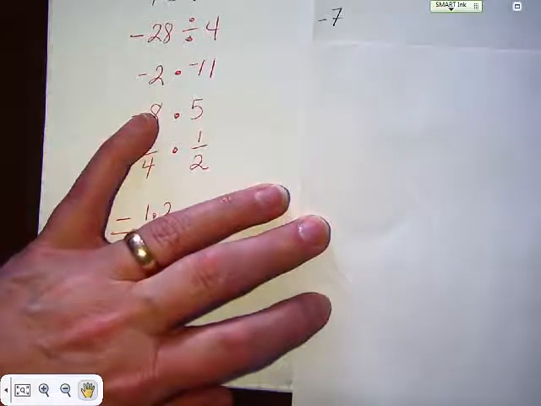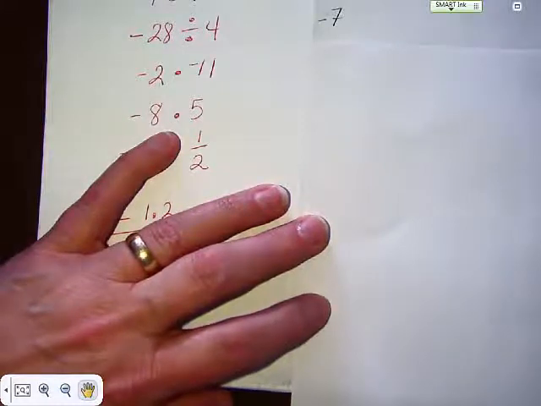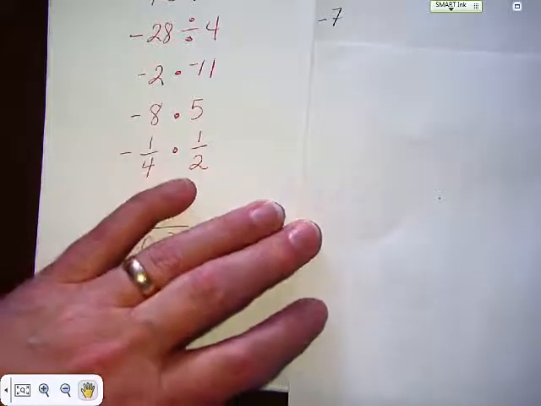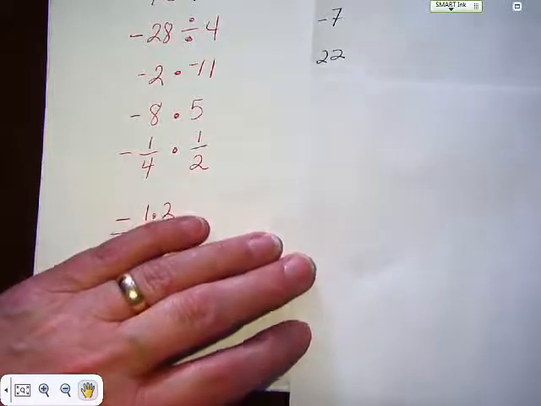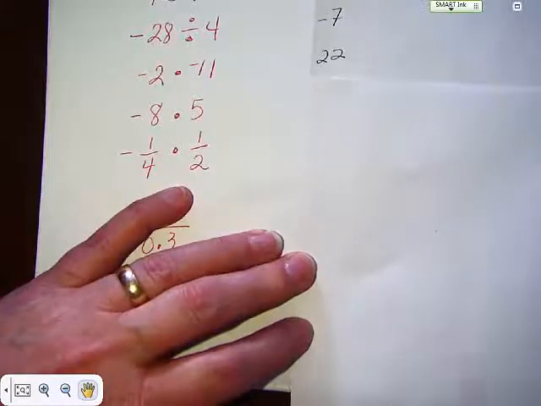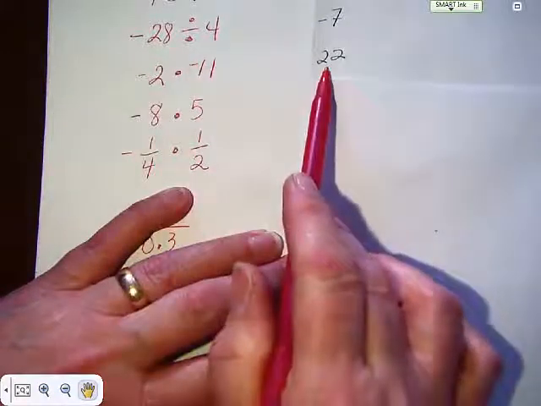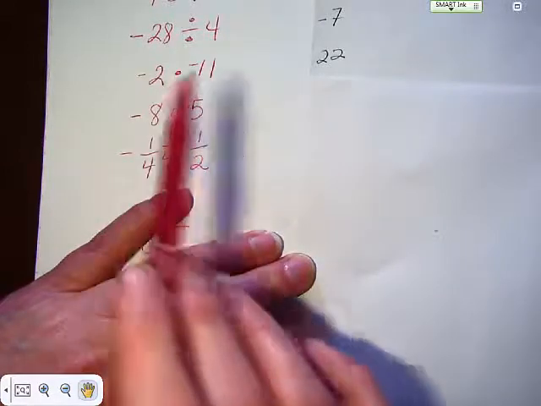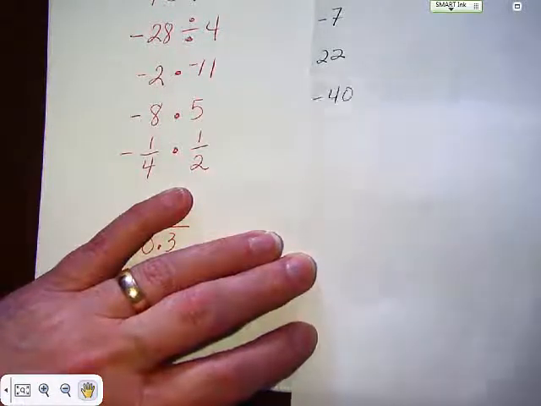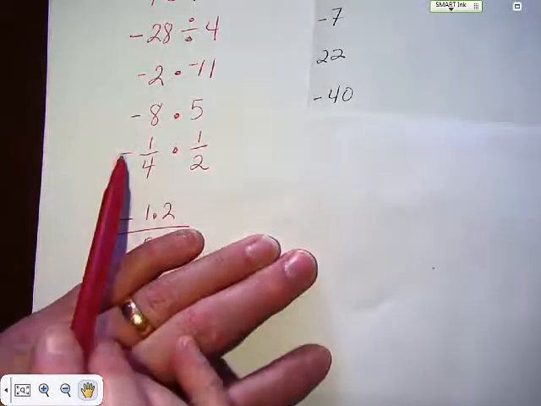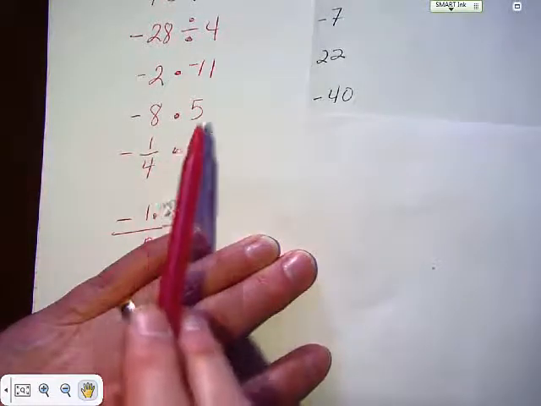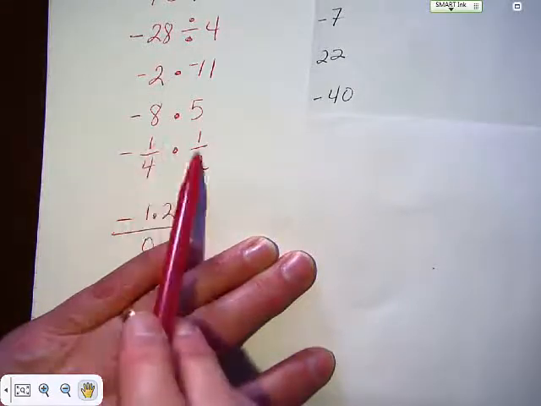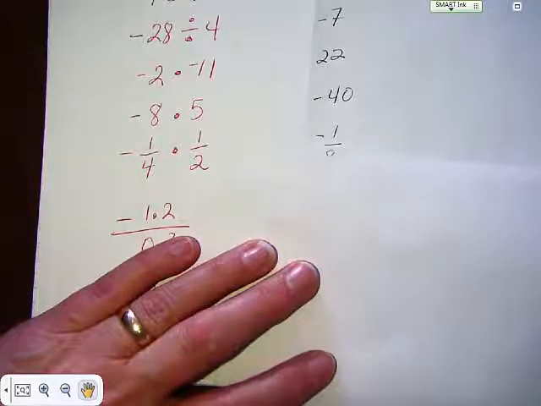A negative 2 multiplied by a negative 11, not divided, will give you a, yep, positive 22. Negative times a negative is a positive. A negative 8 times a positive 5, negative 40. A negative 1/4 times a positive 1/2, it works with fractions too. A negative times a positive, your answer will be negative, and it will be negative 1/8.